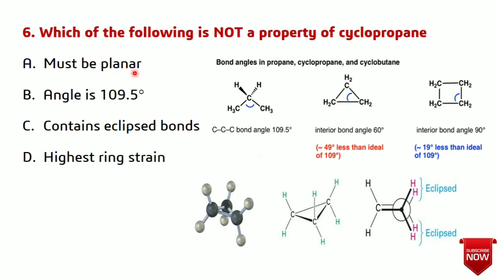So option A, must be planar, is correct, and it contains the eclipsed bonds and also the highest ring strain. But the wrong one is where the angle is 109.5 degrees. So the answer is the B option.